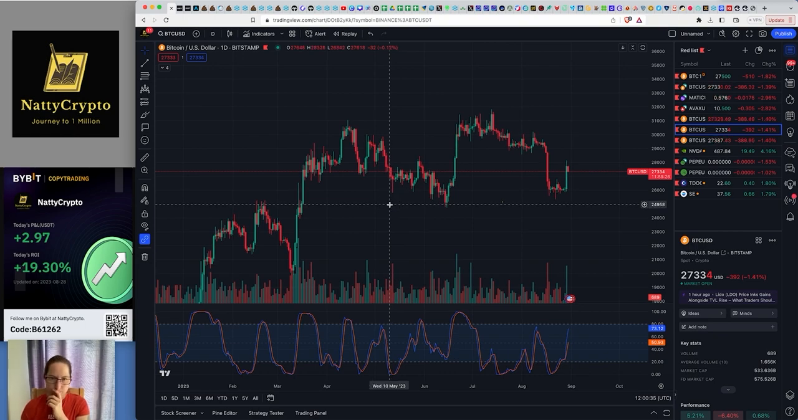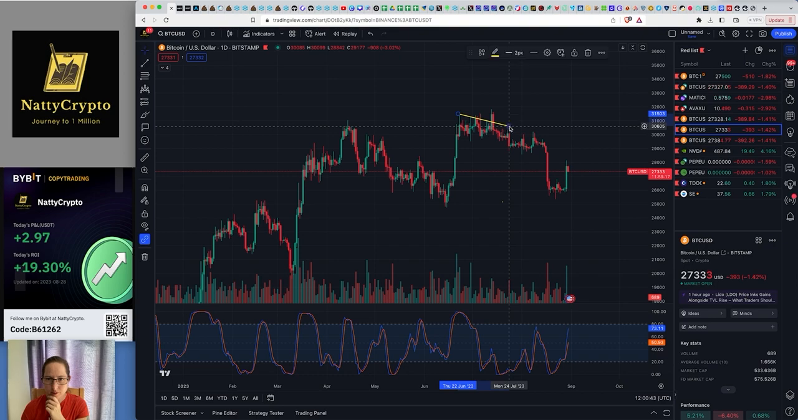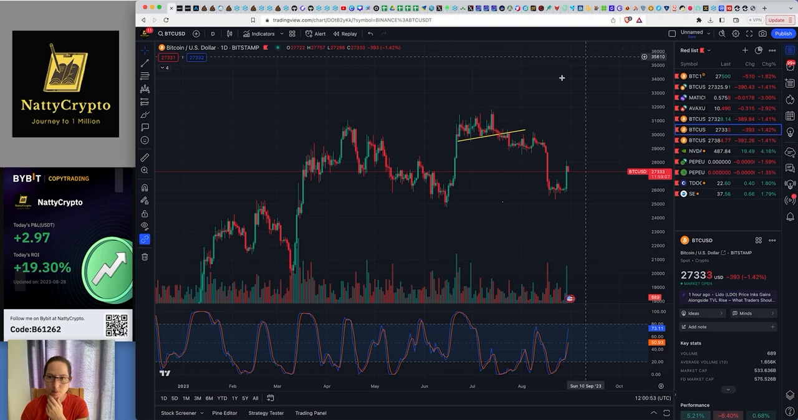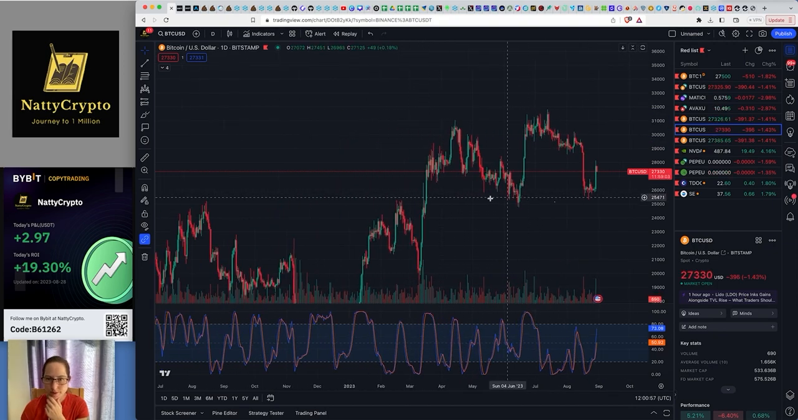Now, flags. This should have been a bull flag. Now, if you look at this, it was a bull flag. It did break out, but it came straight back down. It got rejected. So that actually can happen on bull flags. So they don't always work out.